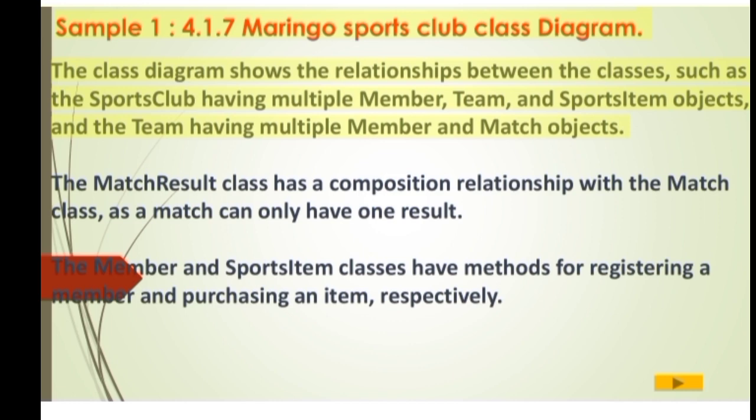4.1.7 Maringo Sports Club Class Diagram. The class diagram shows the relationships between the classes, such as the sports club having multiple member, team, and sports item objects, and the team having multiple member and match objects. The match result class has a composition relationship with the match class, as a match can only have one result. The member and sports item classes have methods for registering a member and purchasing an item, respectively.